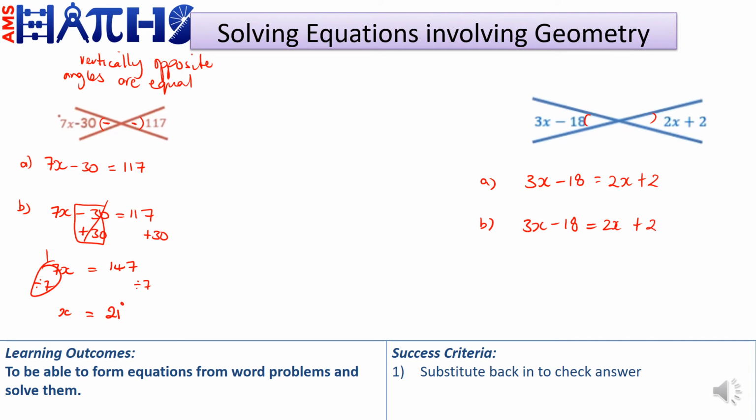So we have x on both sides, so we've looked at solving equations with x on both sides. So our first step, we're going to take away 2x from both sides. 3x minus 2x leaves us with 1x, and the minus 18 remains. Then on the right side, 2x minus 2x is 0, so the plus 2 remains, so write positive 2. And then what we need to do is add 18 to both sides to get x. So minus 18 plus 18 is 0, leaves us with x, and then 2 plus 18 is 20, so x is 20 degrees.